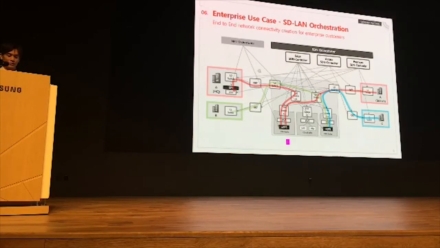In addition, as you can see in this bold line, the operator can have the entire topology view on one screen. So it is very easy to check service at a link or switch level. So this end-to-end connectivity is the main role of the SDN orchestrator in our network platform business.